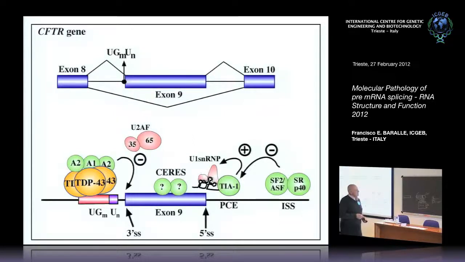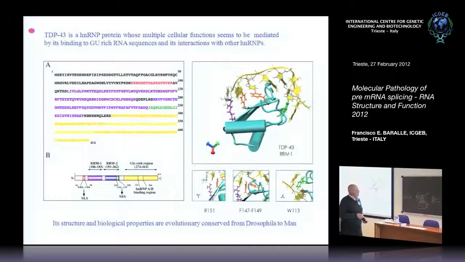We work a lot on this protein that is very conserved from human to Drosophila, and it's an hnRNP. And it recognizes GU through these two phenylalanines. And it was an obscure splicing factor until in 2006 it was found to be the protein that accumulates in the inclusions of the brains of people with amyotrophic lateral sclerosis or frontotemporal dementia. And now Emanuele will tell you that story.